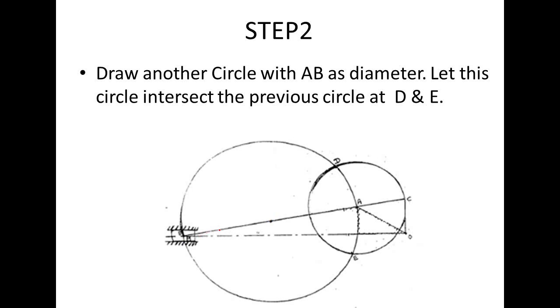So how to locate the midpoint? The midpoint of the connecting rod you can easily locate: draw a bisector, or measure and directly mark the point. With that as the center and taking the connecting rod as the diameter, draw another circle. This circle will intersect the smaller circle at the points D and E. Wherever the two circles intersect each other, mark those points as D and E.